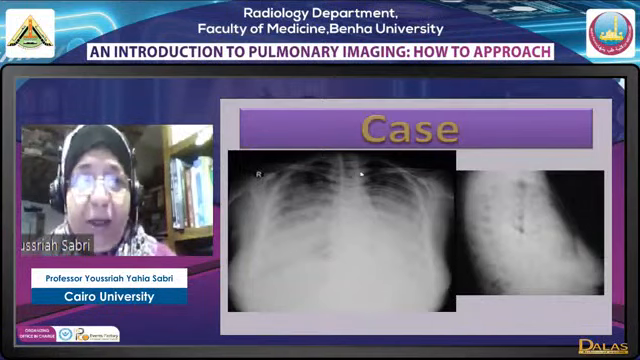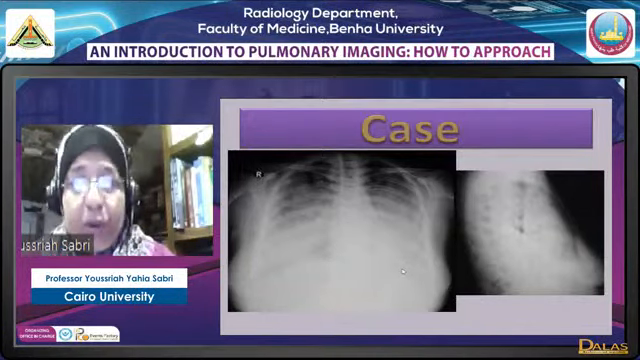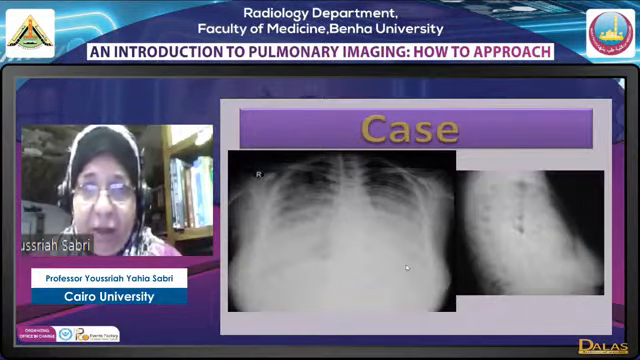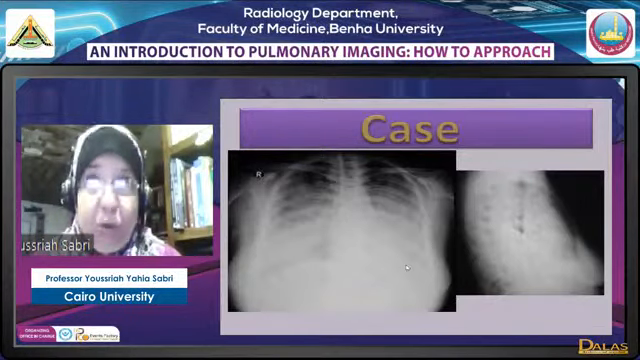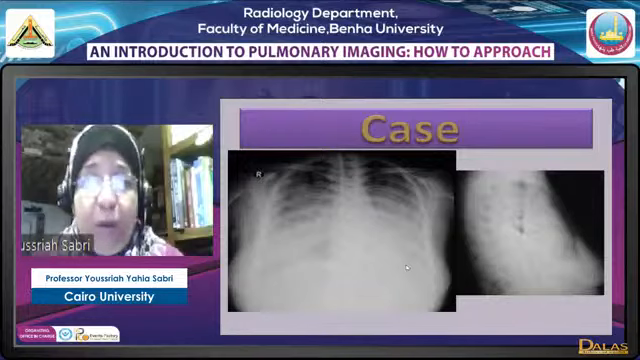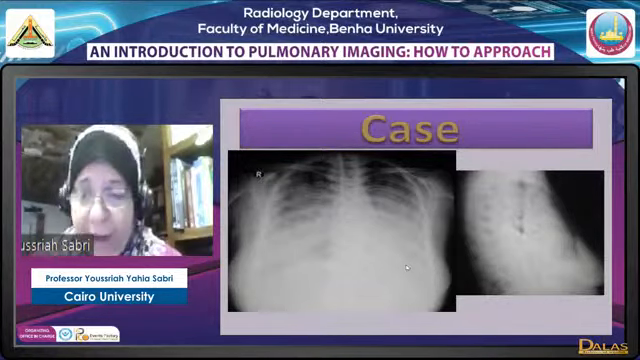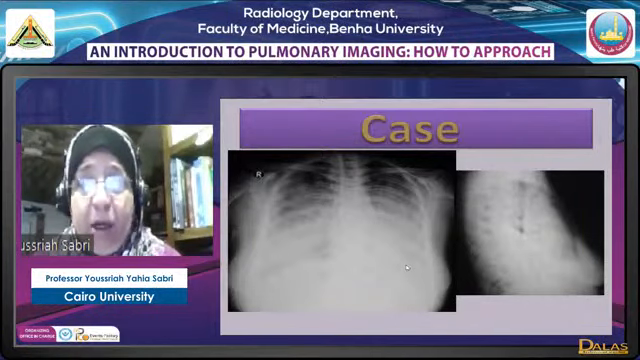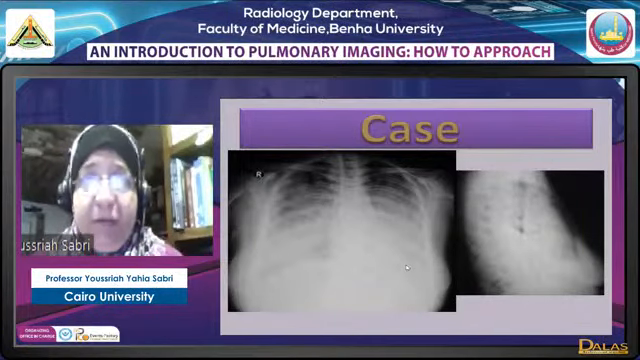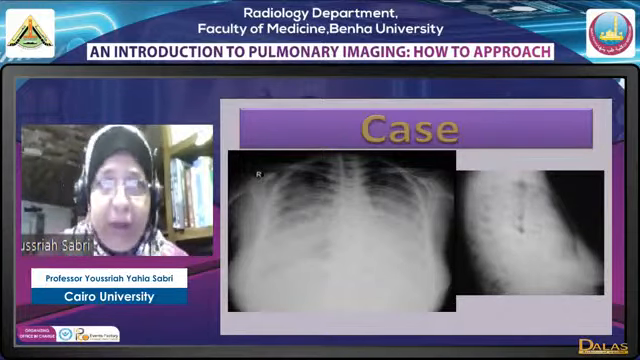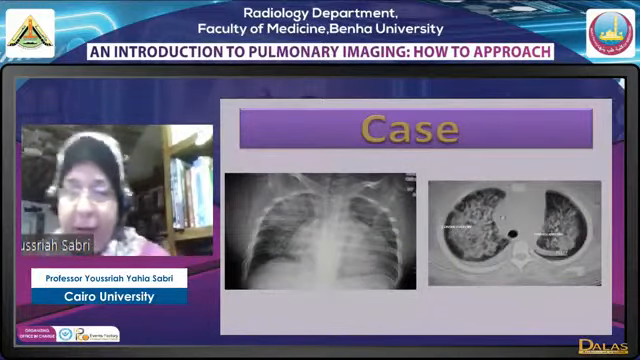Now what we have here is bilateral diffuse consolidation. This appearance has a relatively limited differential diagnosis, and the patient is usually coming from an ICU with acute respiratory distress syndrome or acute interstitial pneumonia, and in both of them we have a severe injury of the alveoli.